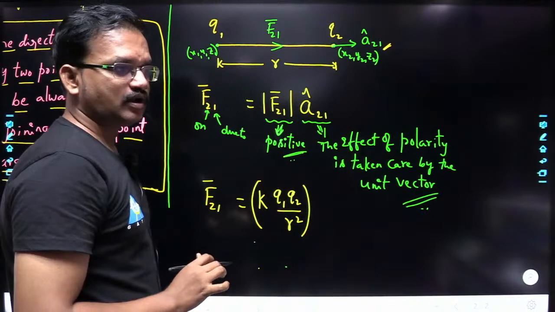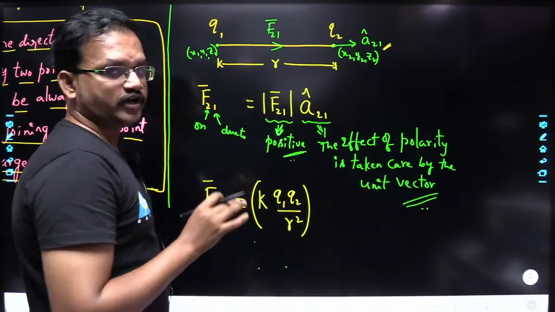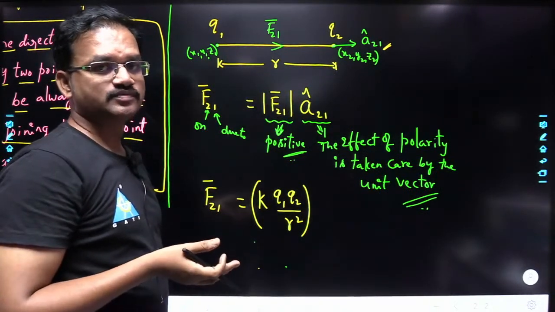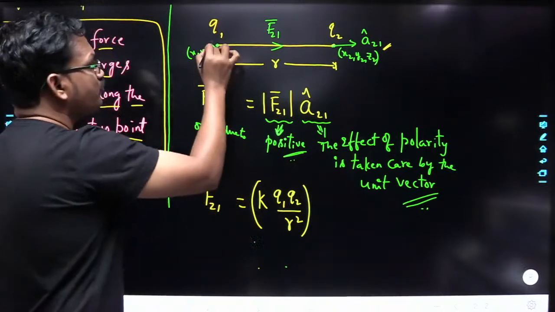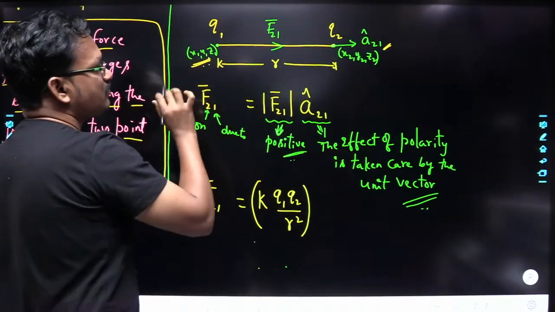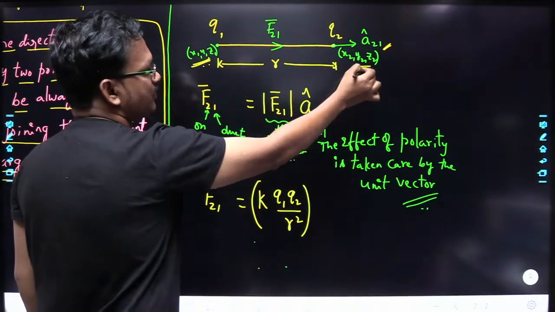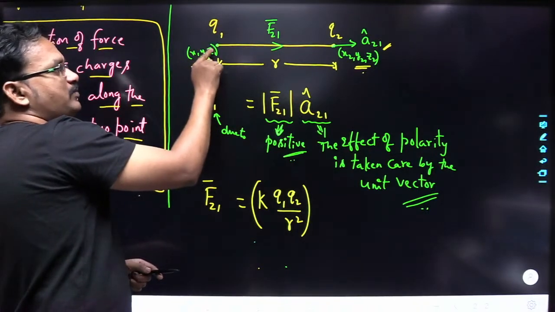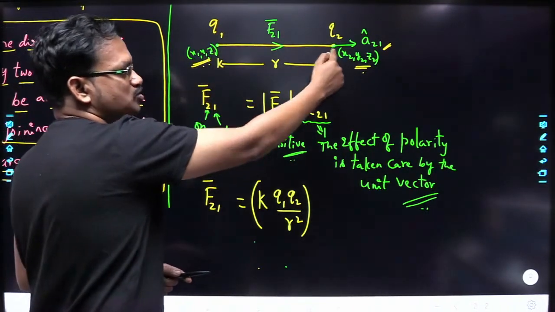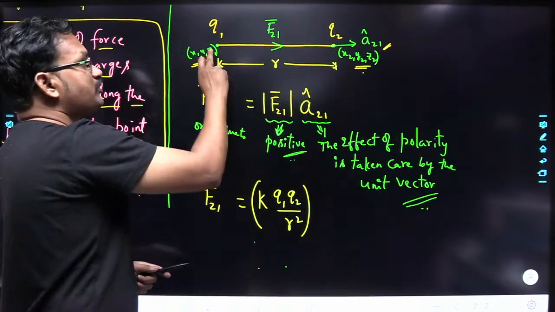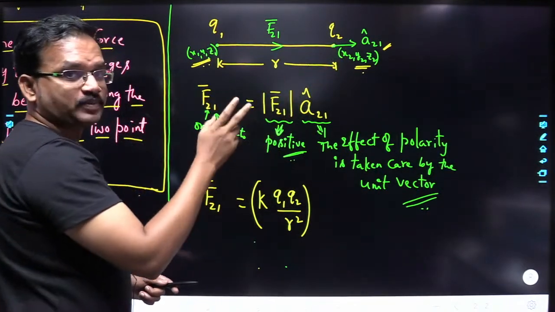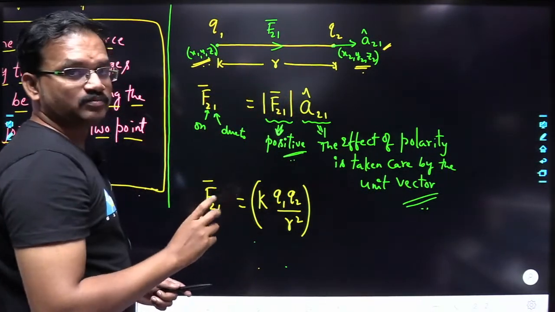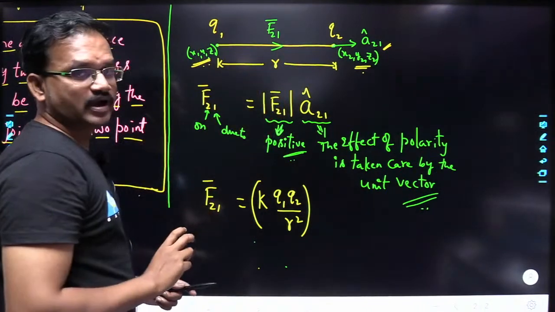Now, how to write the unit vector here? I have already told you how to write the unit vector. You have to write the vector divided by its magnitude. Now, as you move from x1, y1, z1 to x2, y2, z2, the vector is pointing in this direction. So as you move from this point to this point, you represent the increment in x as the x component, the increment in y as the y component, and the increment in z as the z component.